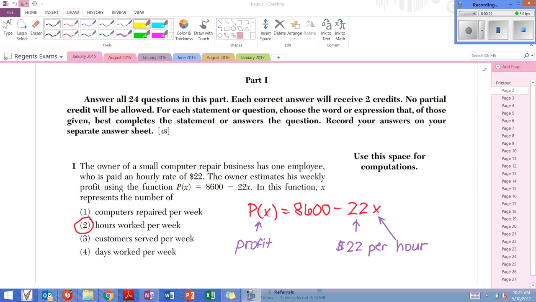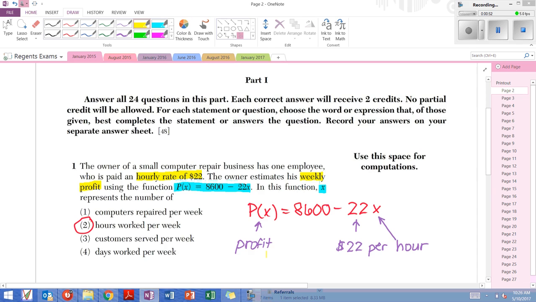So we're dealing with a function. They gave us the function right here, p of x is equal to 8,600 minus 22x, and they want to know what x means. They told us some other important information, which I've labeled down below here, that this is $22, an hourly rate of $22. And we also know that this is estimating his weekly profit. So that's what P of x should be. I could have also written weekly profit. I probably should have written weekly profit right there.